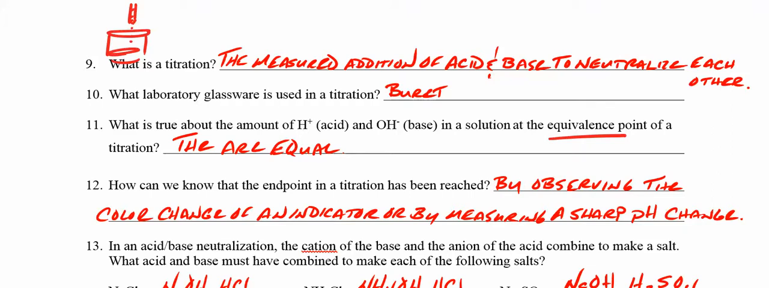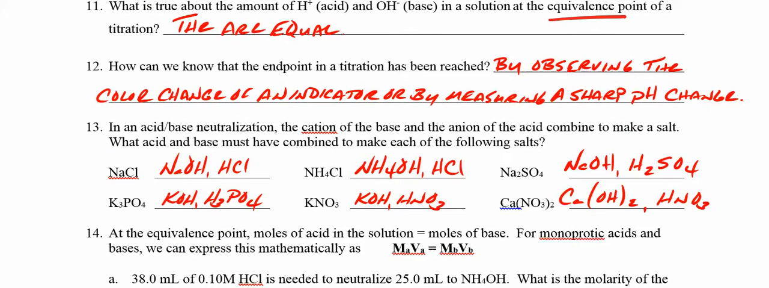Number 12, how can we know that the endpoint in a titration has been reached? By observing the color change of an indicator, or by measuring a sharp change in the pH, as we might use, for example, a pH meter to measure a sharp pH change. So we either have an indicator like phenolphthalein in the reaction mixture between the acid and the base, or we'll measure with a pH probe a very sharp pH change. It could also be a decrease. Let's look at number 13.